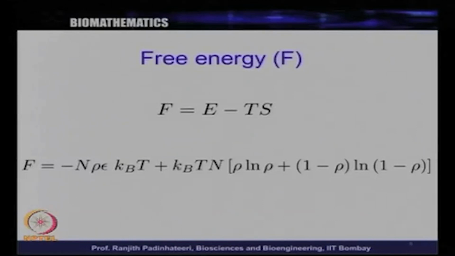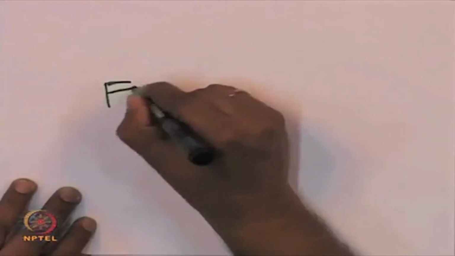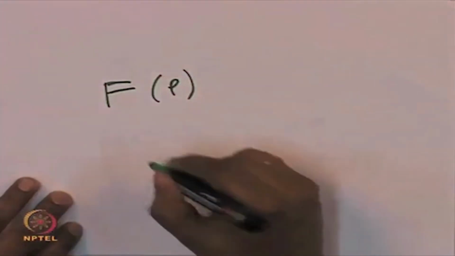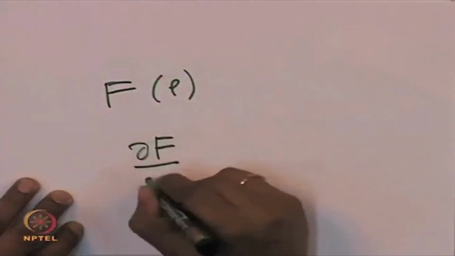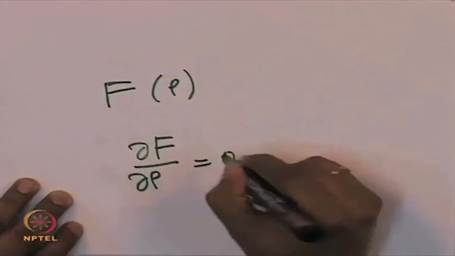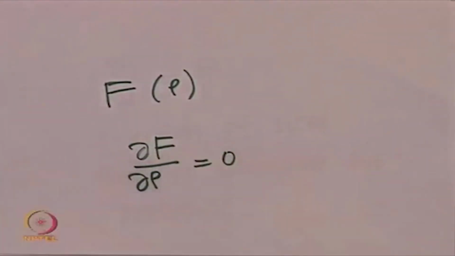That is what we want to find out, and we can immediately imagine that if you have a function f, which is a function of rho, calculating del f by del rho and equating to 0 will give you the minimum of f. We learned this in calculus. So, this is what we are going to do now. Before doing it, we will plot this function and see how the free energy function looks.